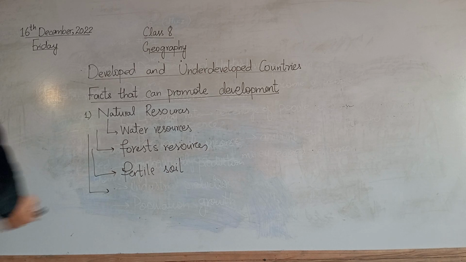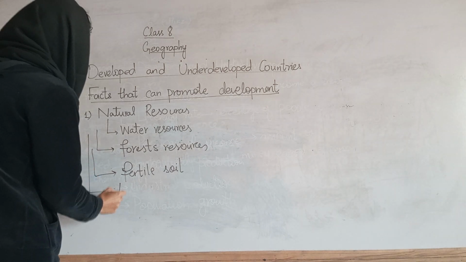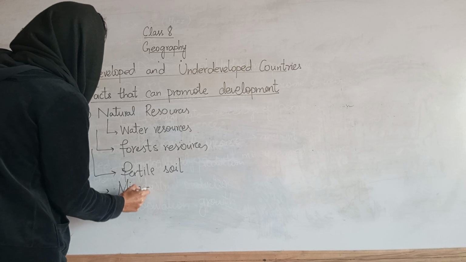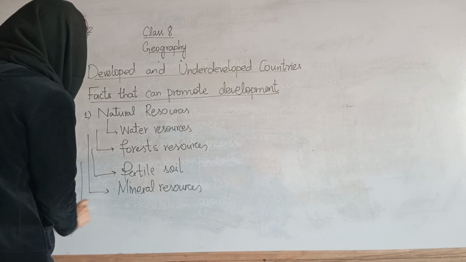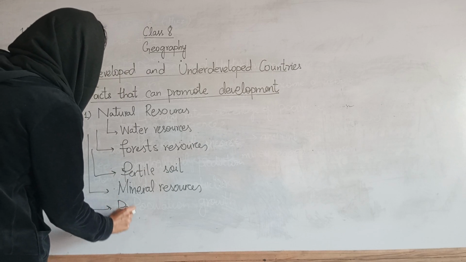And secondly, if I talk about forest resources, how are forest resources helpful? If there are more forests in a country, it means there will be less global warming in that country. Climate change is the major problem nowadays. So that country will be less affected by climate change if more forest resources are present in it. Apart from it, there are other resources like mineral resources, and the other thing is power resources.